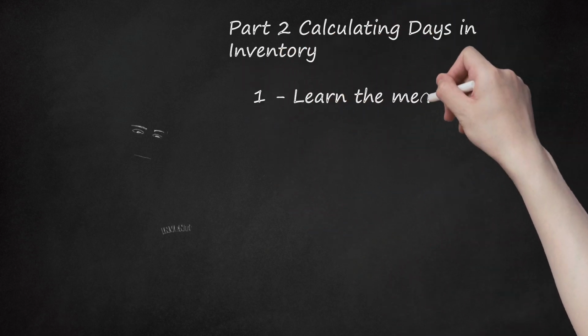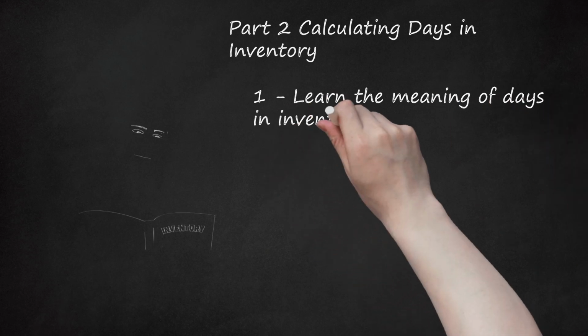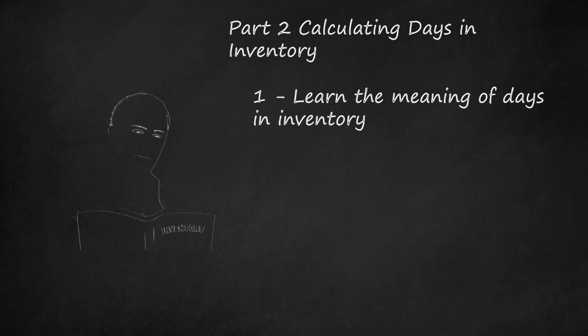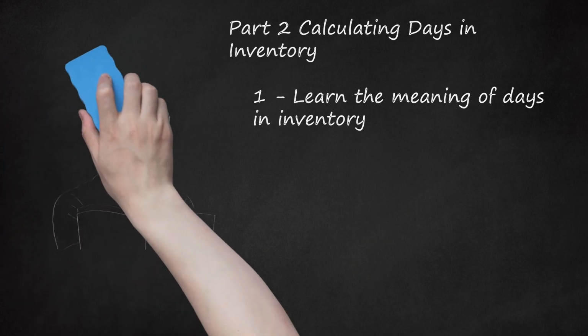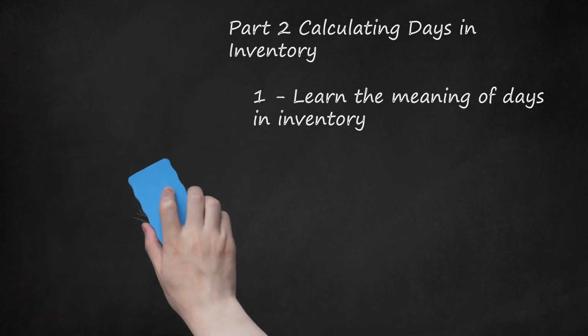1. Learn the meaning of days in inventory. Once you know the inventory turnover ratio, you can use it to calculate the days in inventory. Days in inventory is the total number of days a company takes to sell its average inventory. It also determines the number of days for which the current average inventory will be sufficient. Companies use this metric to evaluate their efficiency in using their inventory.